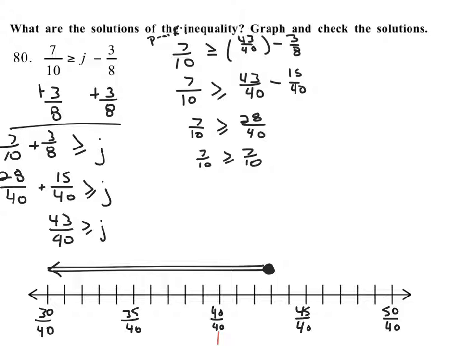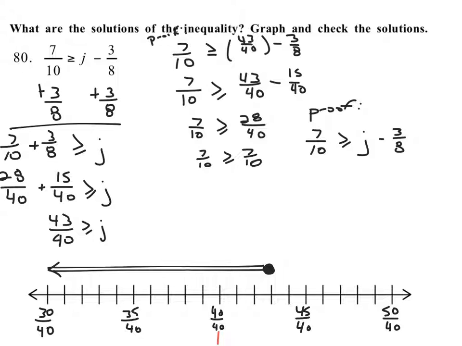The goal is not to see whether this statement is true, because it is, because it says or equals. But even if it didn't, what we're looking for in this first proof is that we get the same number on both sides. We do. So that means that the endpoint here is in the correct place. Now we have to pick a number less than this, because values less than that are also part of the solution set. So we do another proof. We take the original inequality, 7/10 is greater than or equal to j minus 3/8.